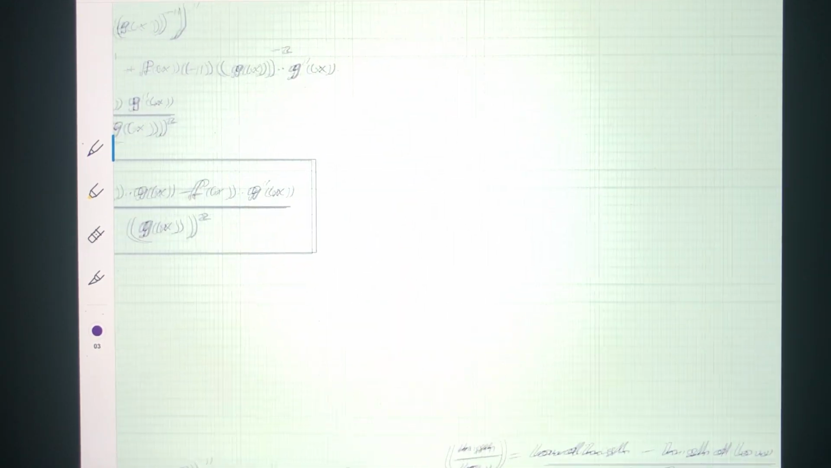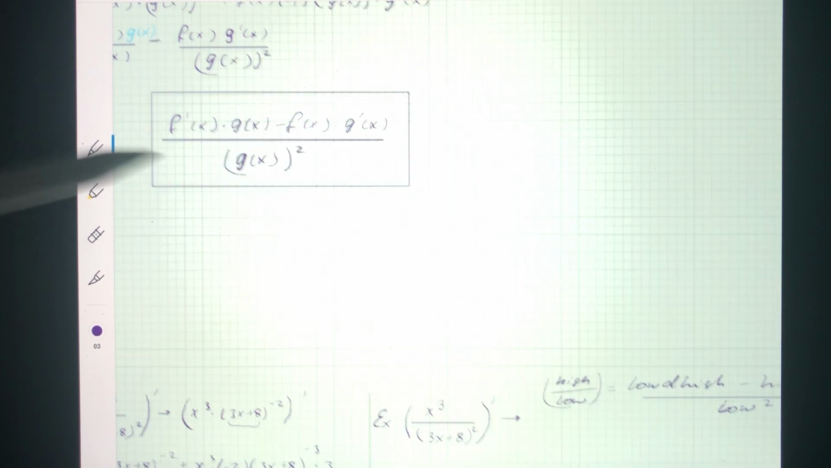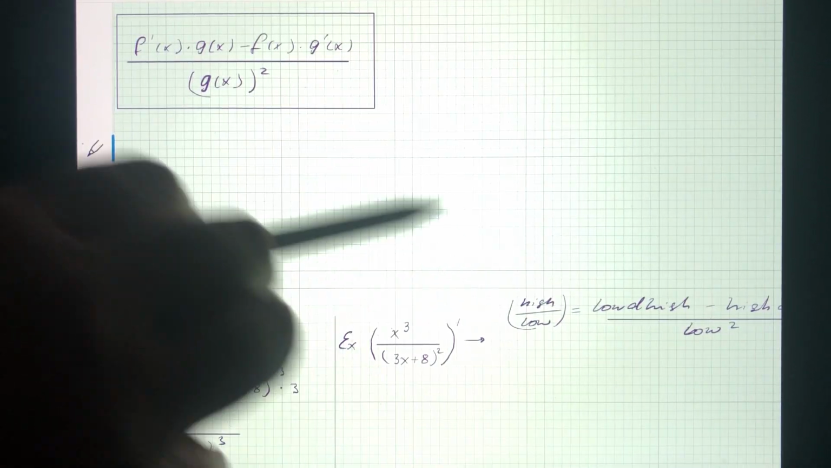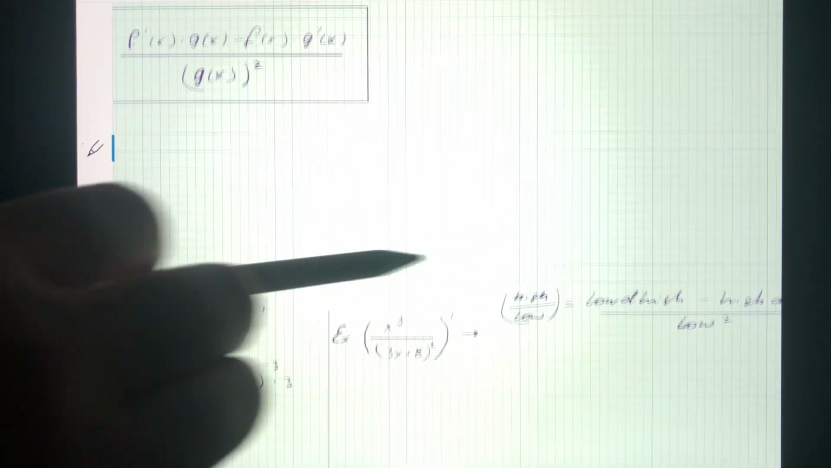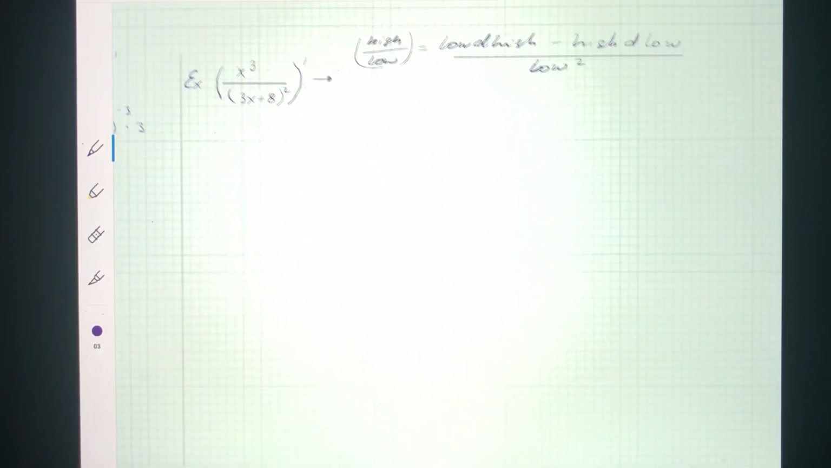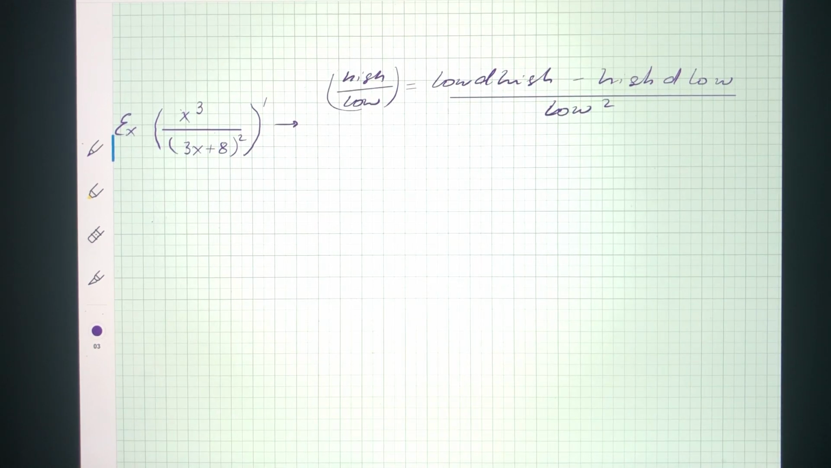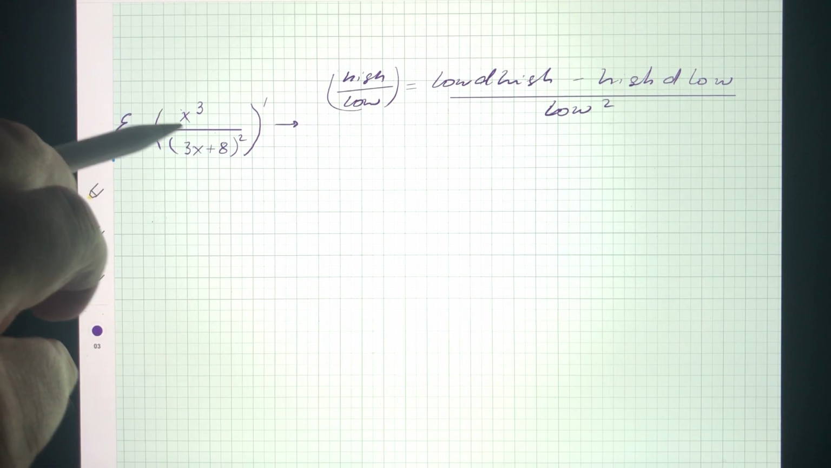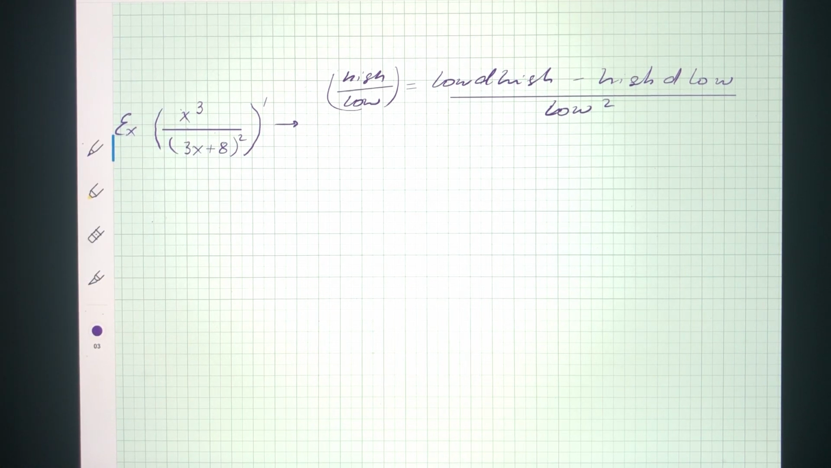So this is exactly the same. This is the same as this. So all I'm doing is reminding myself what that formula is with this mnemonic device. So let's apply the formula now and see what we get. So our low function is (3x plus 8) squared, the high function is x cubed. Now let's take a derivative.